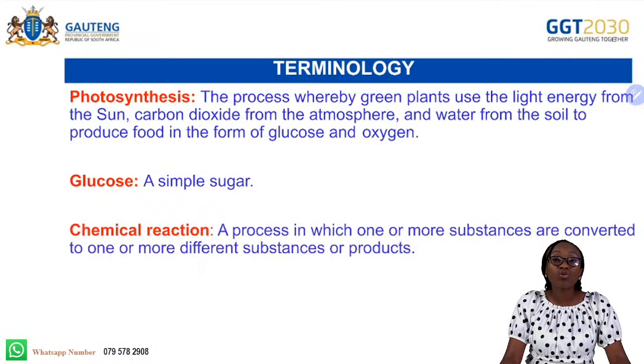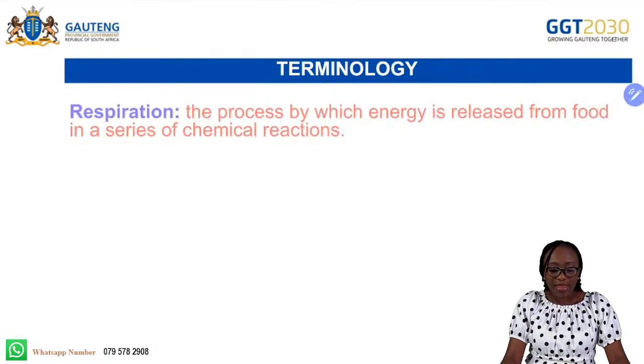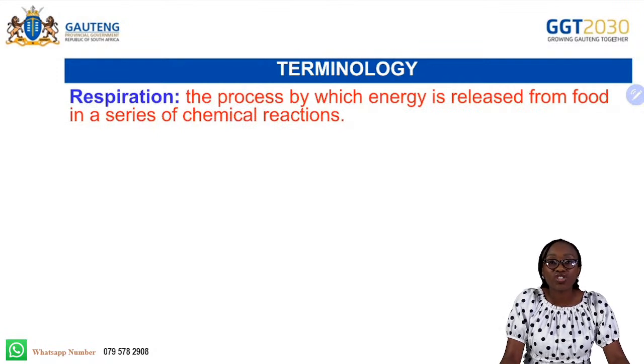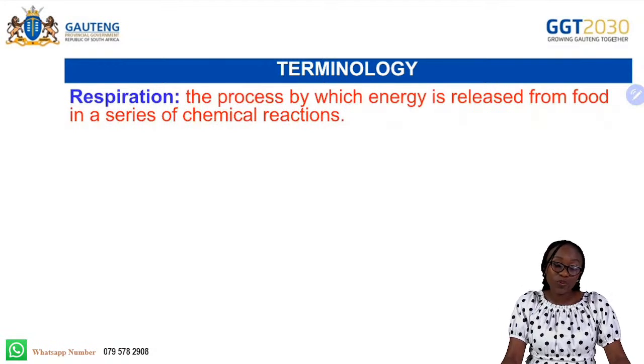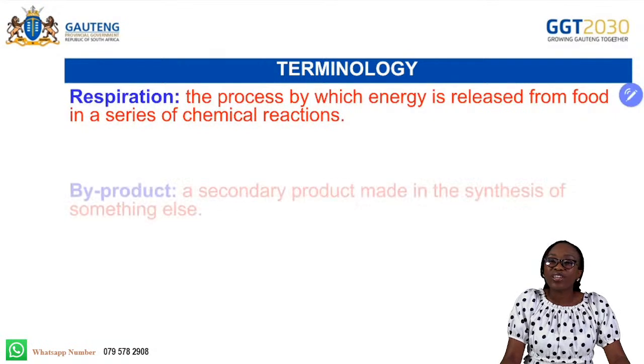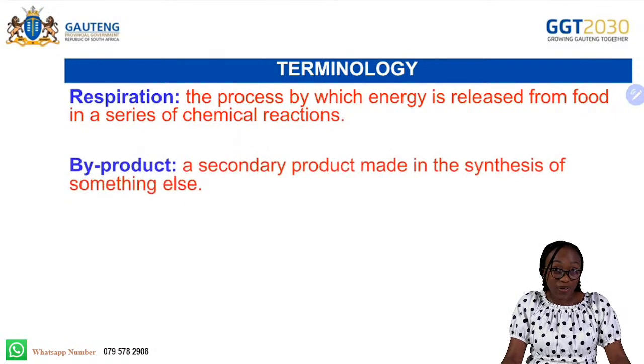Then chemical reaction. This is a process in which one or more substances are converted into one or more different substances or products. All right, and then respiration, the second part of our topic. Respiration is the process by which energy is released from food in a series of chemical reactions. And then byproduct. This is a secondary product made in the synthesis of something else.